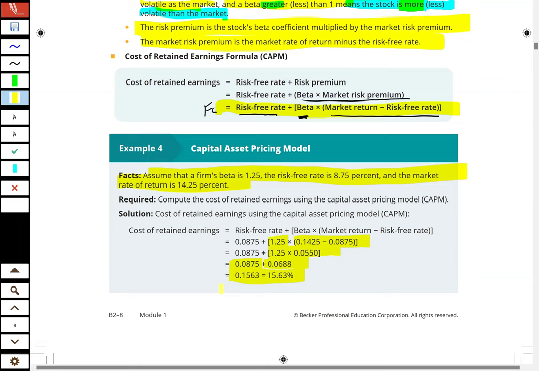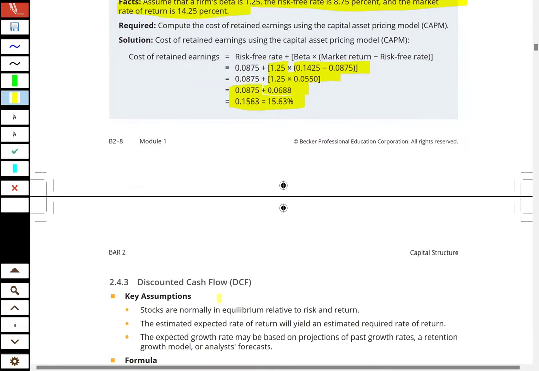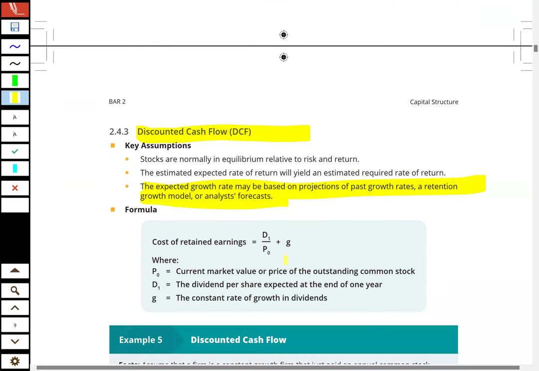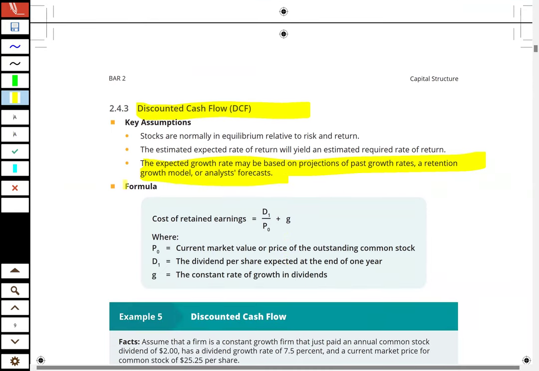Okay. Now, another way would be to use the discounted cash flows. Okay. And the expected growth rate may be based on projections of past growth rates, a retention growth model, or analyst forecasts. Okay. So let's just take a look at this formula for the cost of retained earnings. And again, this is using the discounted cash flow, and they're calling it cost of retained earnings, but we're really trying to come up with the cost of our common stock here to use in our weighted average cost of capital model.